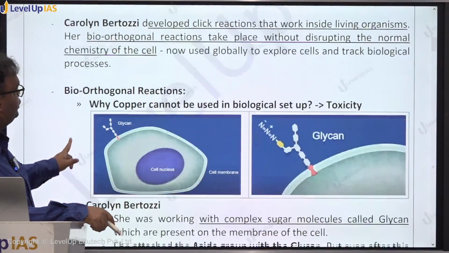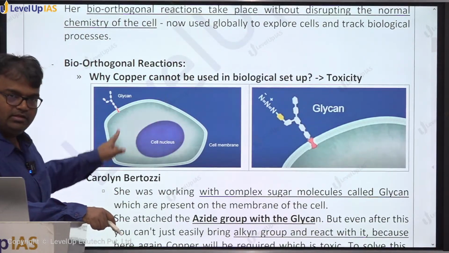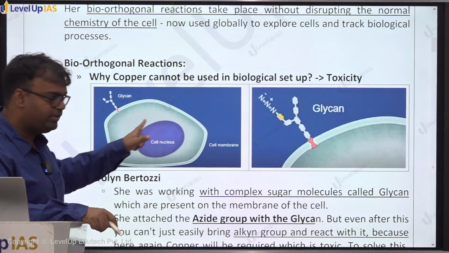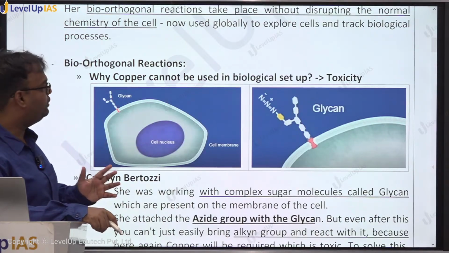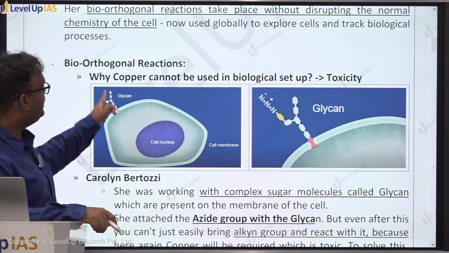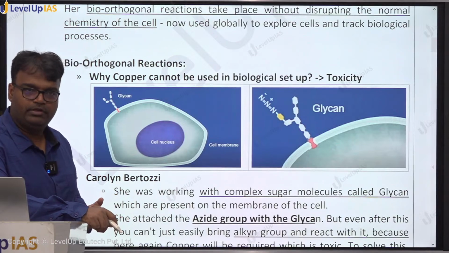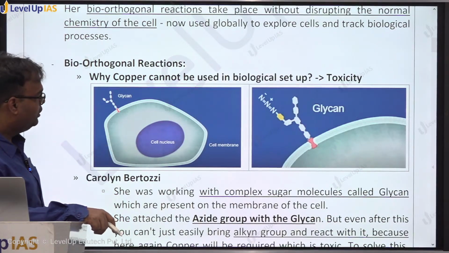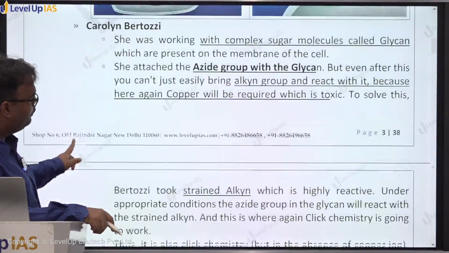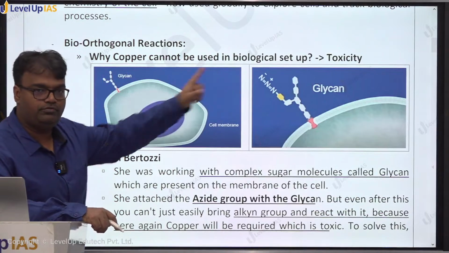So what did she do? She was working on this protein called glycan. ये cell है. We understand cell के अंदर एक nucleus होगा. Cell has a cell membrane, lipid bilayer है. On that cell membrane, this glycan is attached. Glycan is a kind of sugar. It is attached. It's there. Naturally, it's there. Now, what we wanted was आप देखिए, here copper could not be used because of toxicity.